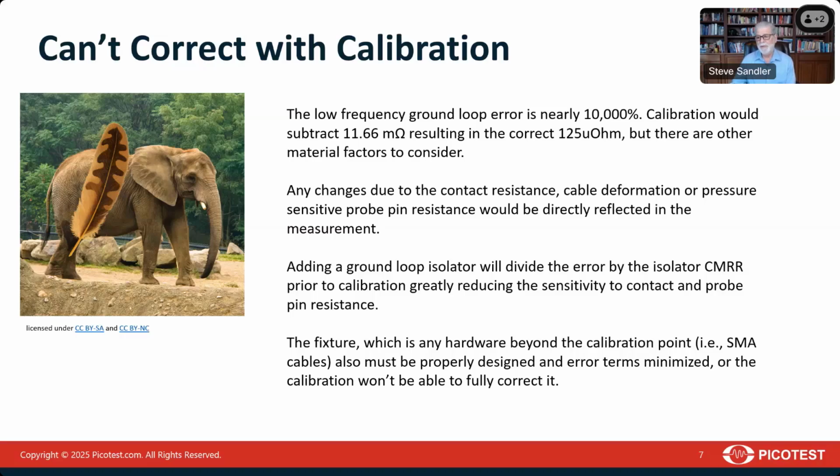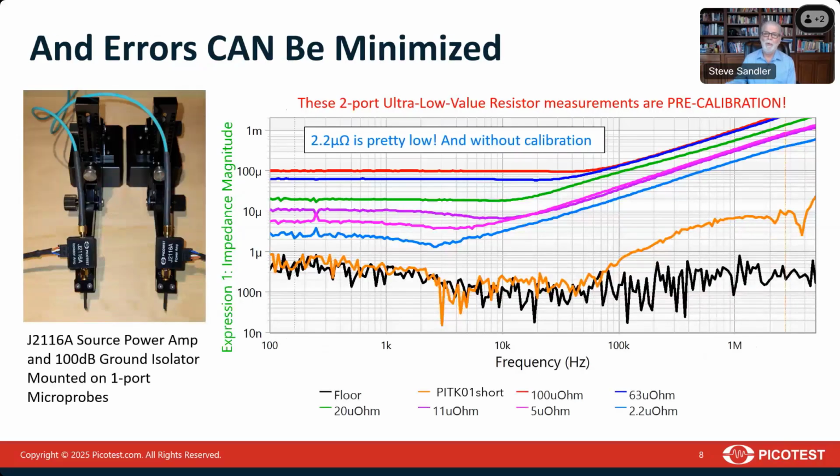And so what that means is that before we can try to correct it with calibration, we need to improve it to the maximum extent possible. And we do that in the two-port shunt-through measurement by adding a ground loop isolator, either a ground loop isolating transformer or a solid-state isolator. But we do something in order to try to minimize the impact of the ground loop error before we try to correct it. And these errors can be minimized.